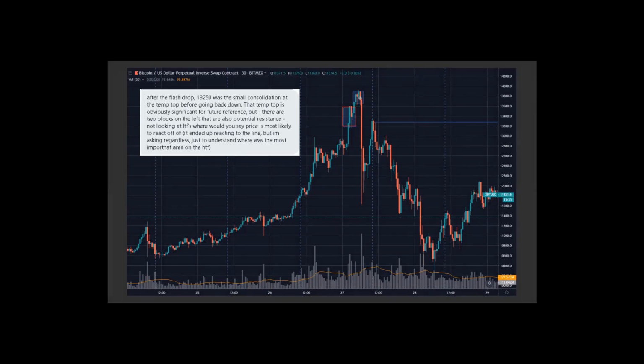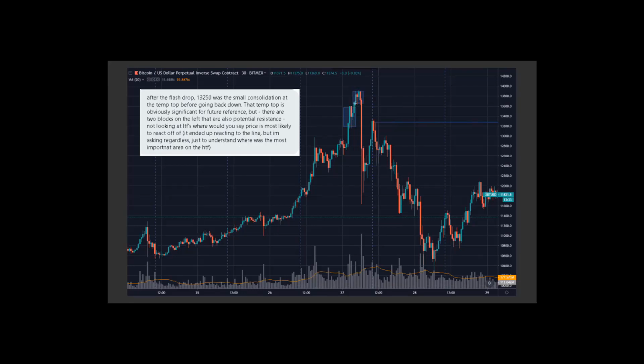Here and here. Not looking at the lower time frames, where would you say price is most likely to react off? Obviously, we know it ended up reacting to the line, but I'm just asking regardless, just to understand where was the most important area on the higher time frame.